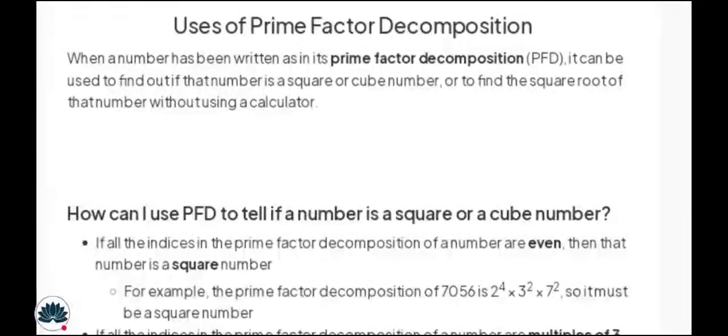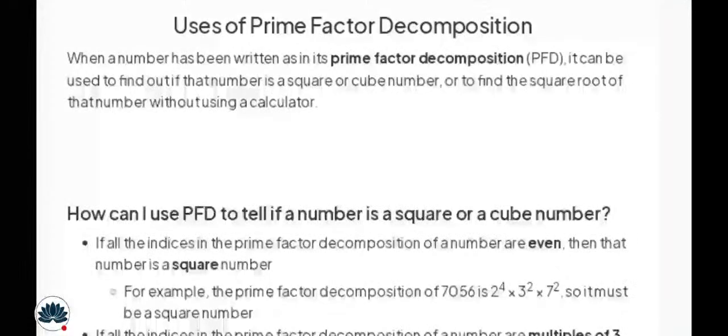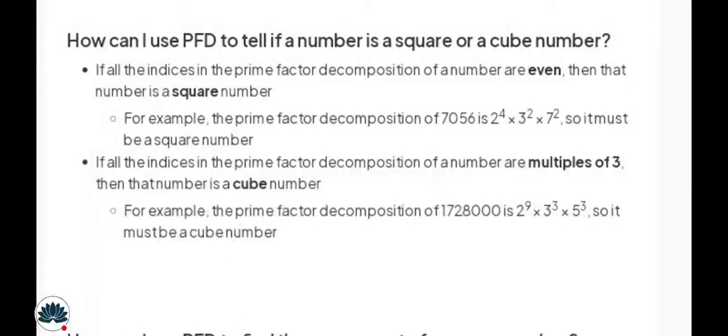Uses of prime factor decomposition. When a number has been written in its prime factor decomposition, PFD, it can be used to find out if that number is a square or a cube number, or to find the square root of that number without using a calculator. How can I use prime factor decomposition to tell if a number is a square or a cube number? If all the indices in the prime factor decomposition of a number are even, then that number is a square. What are the indices?